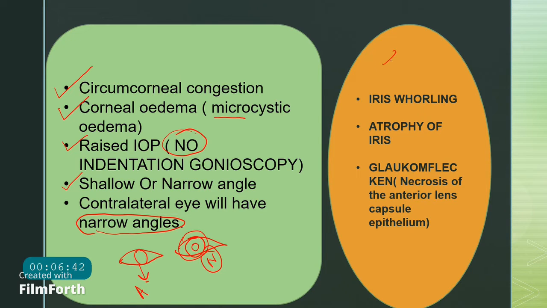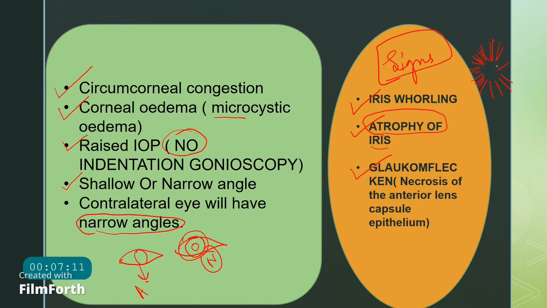So what are the signs that you see? The very common signs in the eye are iris whirling, atrophy of the iris, and glaukomflecken. All this is happening because of that sudden increased pressure inside the eye, because of which the iris is going to lose its pigment and there will be atrophic patches. The iris is going to lose its normal radial architecture. The iris fibers are arranged like this, so this is going to be lost.